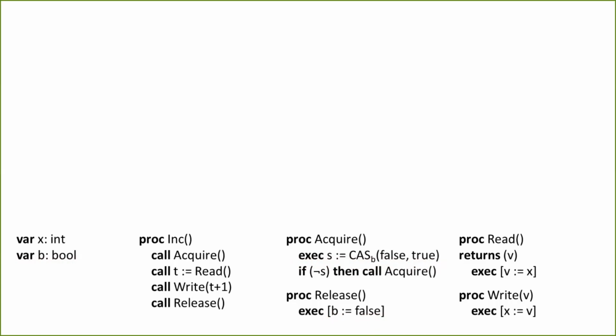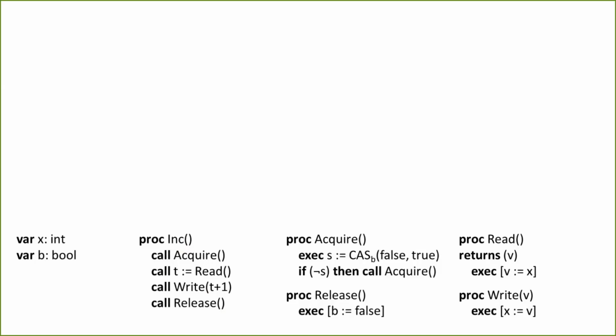The client, here the procedure incur, first acquires the lock by calling procedure acquire, then calls read and write to access the shared integer variable x, and then releases the lock again by calling procedure release. We're now going to show that procedure incur implements an atomic increment in 2 refinement steps. And by the way, don't worry if you don't follow all the code on the slides, as I'm going to point out the important syntactic features that are supported in CIVL's refinement proofs.